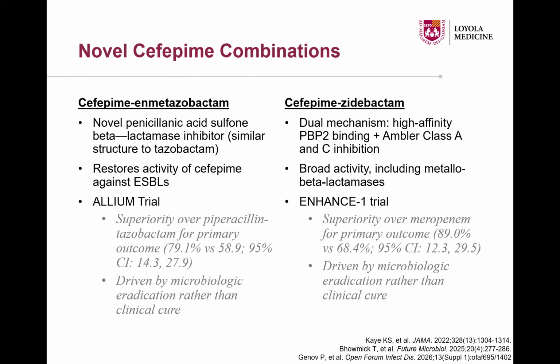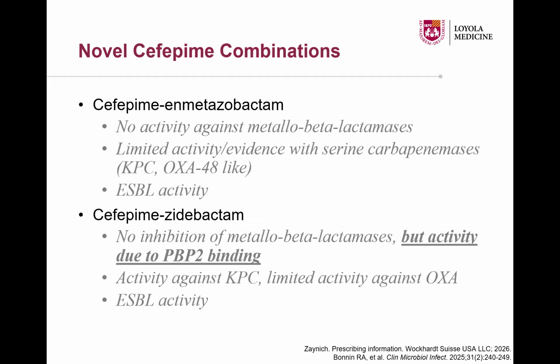On the other side, cefepime-zidibactam. So this is a much broader therapy. It's dual mechanism, with high affinity PBP2 binding by zidibactam. So that's going to give it activity against metallo-beta-lactamase producing organisms, along with beta-lactamase inhibitor properties against Ambler class A and C. And again, it was shown to be superior over meropenem in the ENHANCE-1 trial. So again, just highlighting this when we're thinking about using these in resistant gram-negative infections.